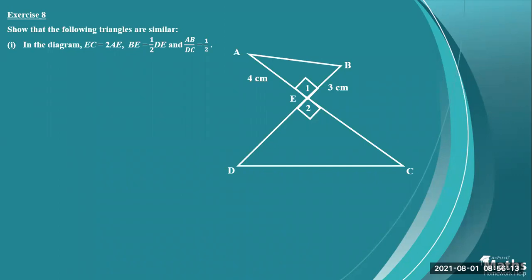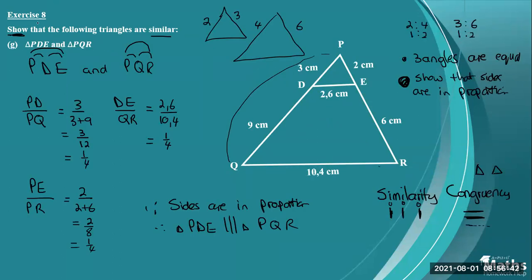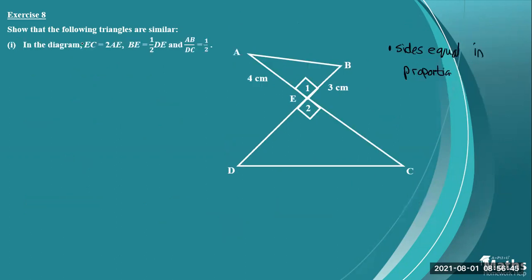Let's look at the next one. We must analyze this question and show that the two triangles are similar. So again, we just have to show that the sides will be equal in proportion. But what's the problem with this one? Well, if you compare this one with the previous one, they actually gave us the two triangles. But here, they didn't give us the triangles. So what we will have to do is we're just going to create the triangles.